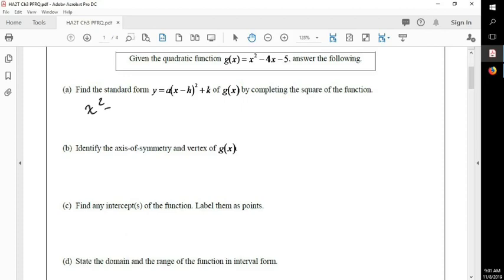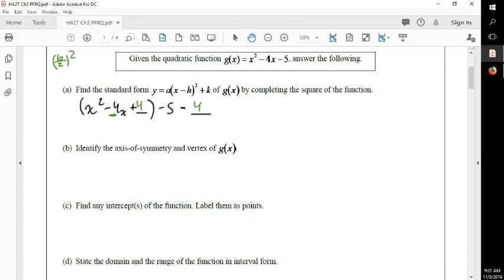We have x squared minus 4x plus blank, because we're going to complete the square. Then we have our minus 5. Then we have to take away the blank. Okay, but what is the blank? How do we find it? We have to take the middle term, b, divide it by 2, and then we square it. That's how you get the blank.